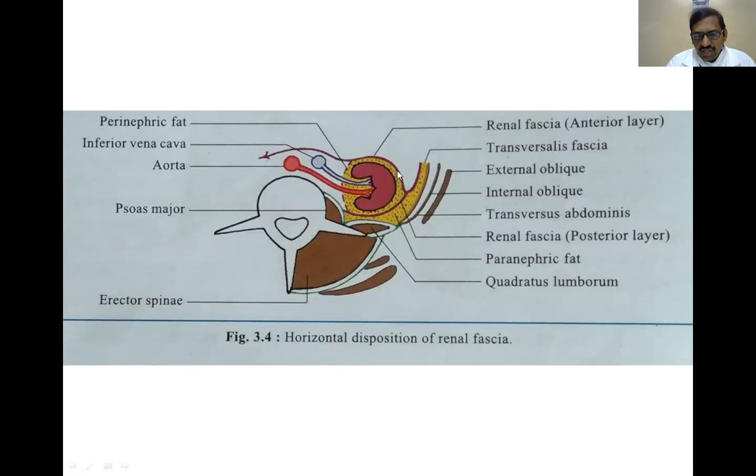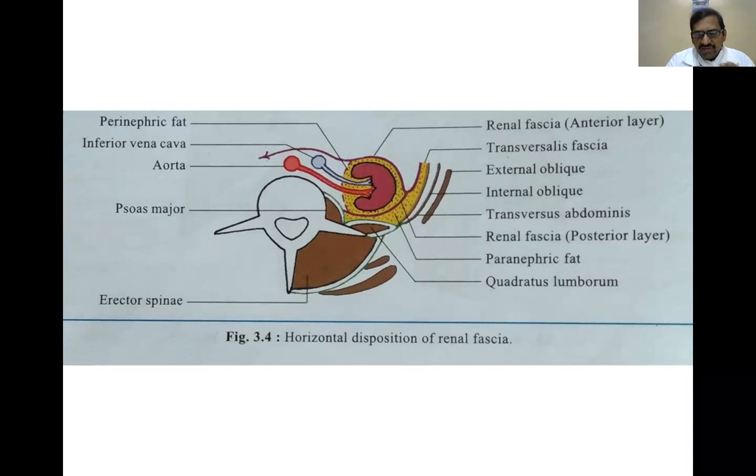Here there is an anterior layer and a posterior layer. The anterior layer continues with the opposite layer of this renal fascia, and the posterior layer is attached to the psoas fascia. Laterally it is continuous as the fascia transversalis. This is another fascia, that is the renal fascia. And outside this renal fascia, there is another layer, that is the paranephric pad of fat.